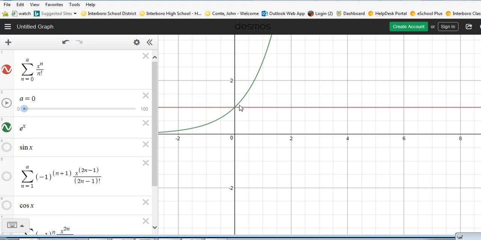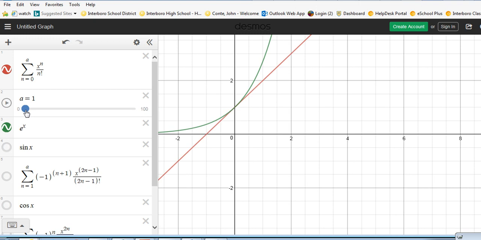It's not an approximation because it's equal to 1 at x equals 0. So that's the only place that it's good. Everywhere else it's a really bad approximation. But we have to keep adding terms. So let's creep this up by 1 increment and see what happens.